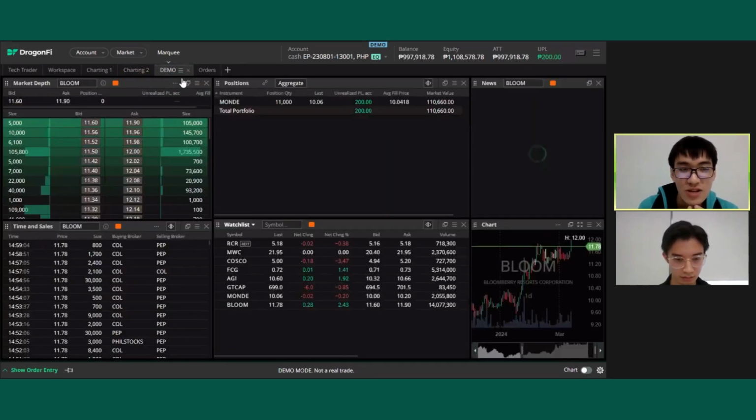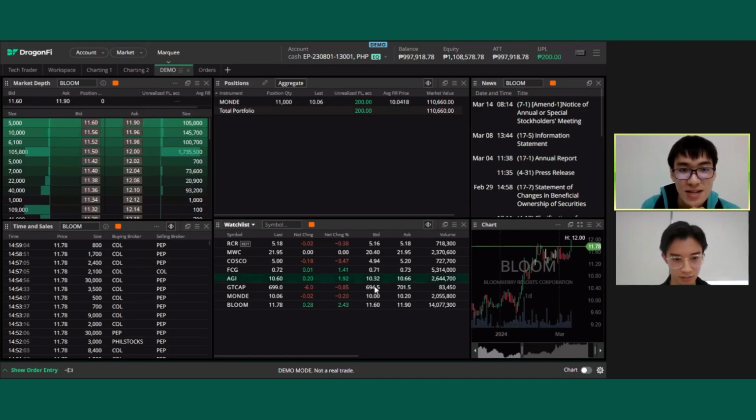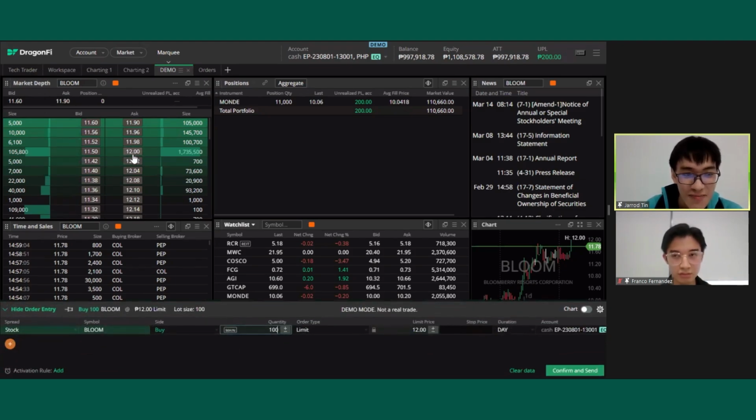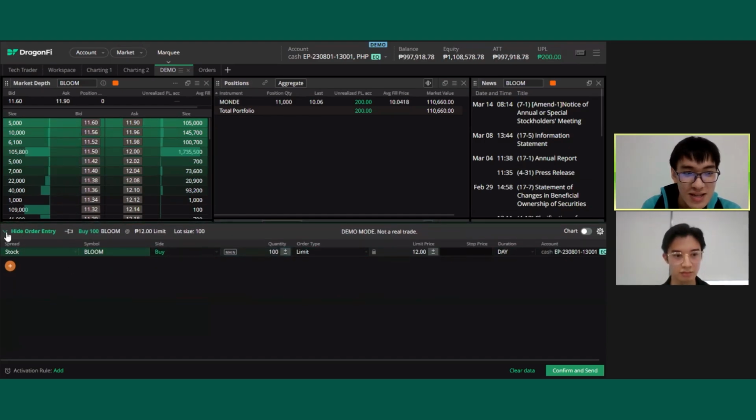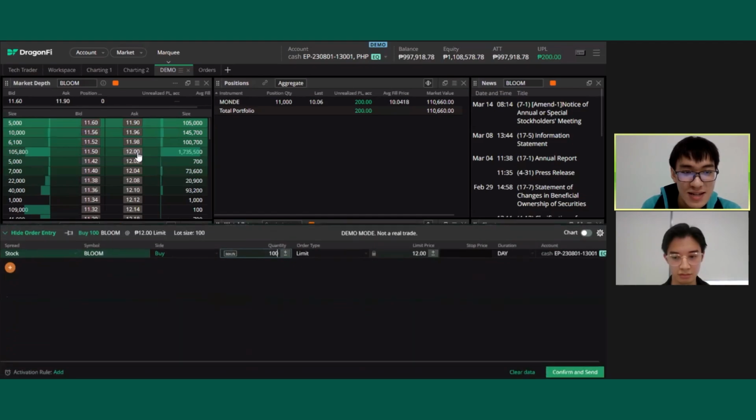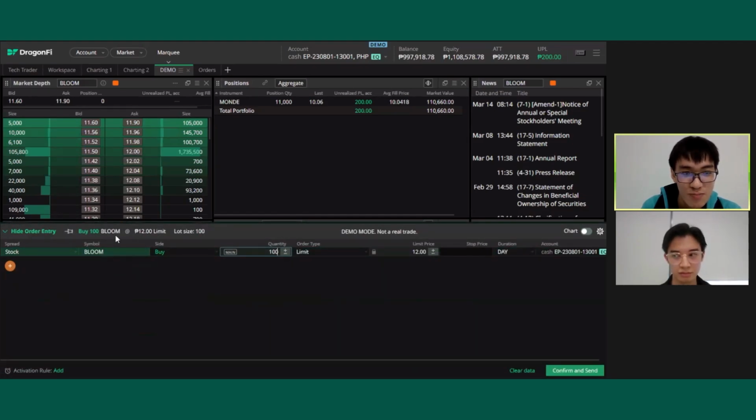So how we would execute that is, first, we go to the demo. So this is my workspace. Then I would click on Bloomberry. So here, Bloomberry. This is the market depth. The good thing about the market depth is that you see these buttons. These are actually the ask prices. When you click them, it will actually move to your order entry below. As you can see, if you click it, your order entry pops up already. That's a really cool feature.